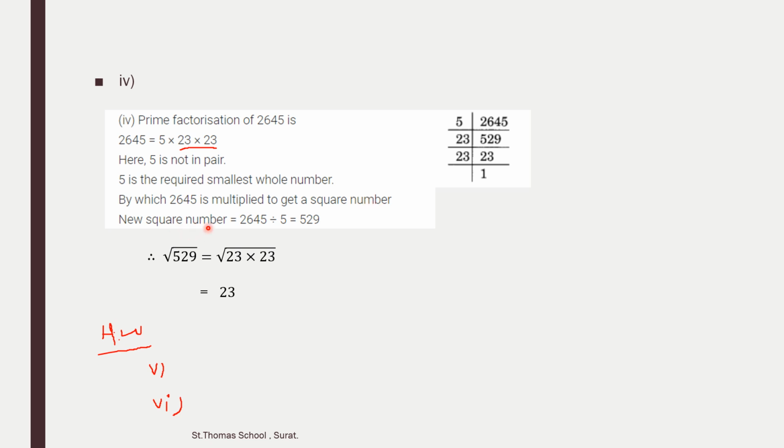Now new square number is equal to 2645 divided by 5. Already we divided, so what is the answer? 529. Therefore, square root of 529 is equal to square root of 23 multiplied by 23. 2 times 23, so 1 time you have to write outside the square root. So, square root of 529 is equal to 23.